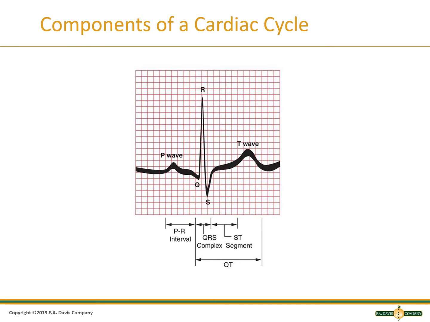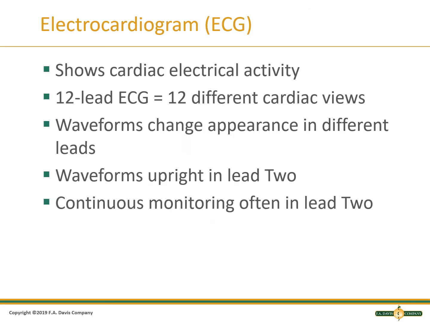This diagram shows us the components of the cardiac cycle. You can see the P wave, the QRS complex, and the T wave. We will be discussing each component separately.